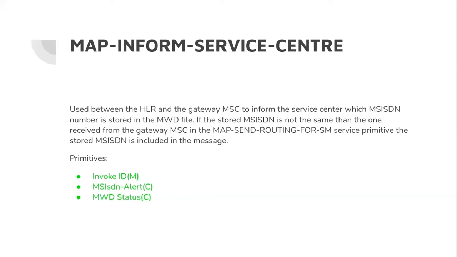Now, another one is the inform service center. It is used between the HLR and the gateway MSC to inform the service center which MSISDN is in the MWD file. In this case, the primitives include mandatory one, invoke ID, conditionals, MSISDN alert, and the MWD status.